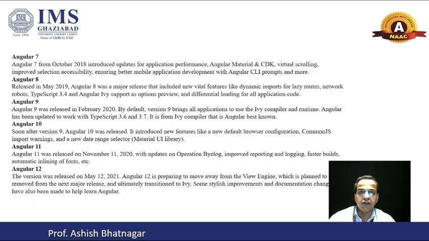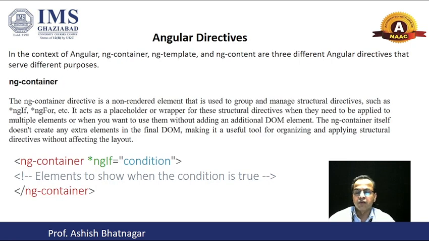After that, Angular 7, Angular 8, Angular 9. These are a number of versions which were released yearly. Angular 7 was released in 2018, Angular 8 in 2019, Angular 9 in 2020, Angular 10 was released after that, and Angular 11 was released on 11 November 2020. After that, in 2021, Angular 12 was introduced. So these are the different versions, as you are seeing.